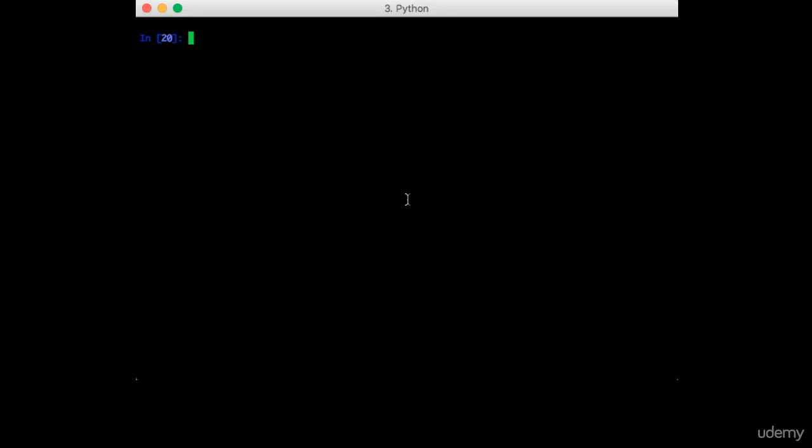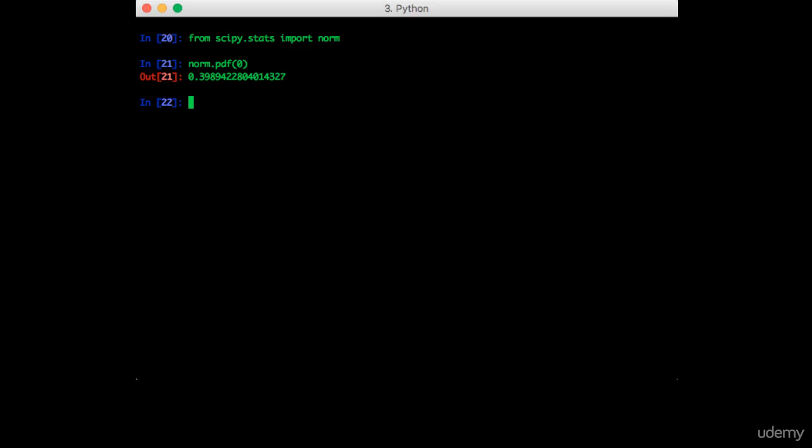First, let's import the norm module. So one thing we can do, for example, is find the probability density of 0 from the standard normal distribution. So that's norm.pdf of 0.